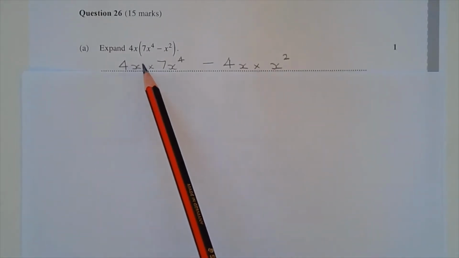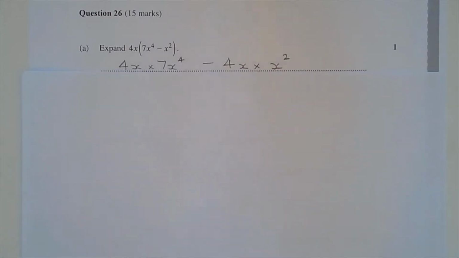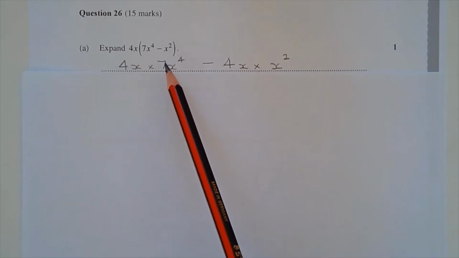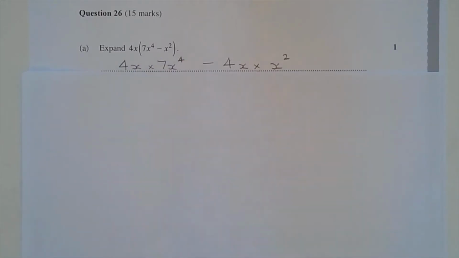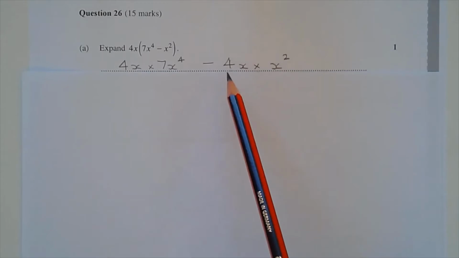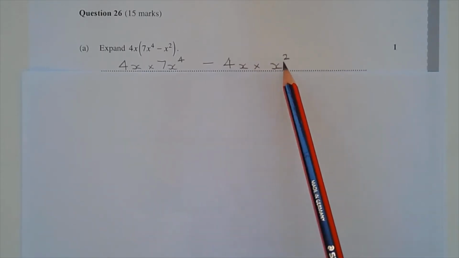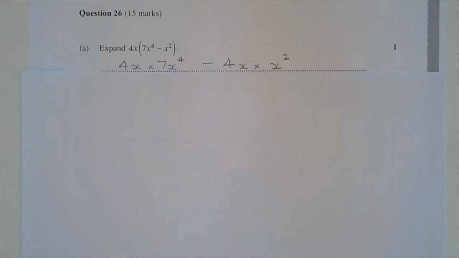So 4x multiplied by 7x to the power of 4, you multiply the numbers separately and multiply the pronumerals separately. So 4 times 7 will be 28. X multiplied by x to the power of 4 is x to the power of 5. So the power of this x here is a 1. Likewise with 4x multiplied by x squared, 4 times 1, there's an invisible 1 here, 4 times 1 is 4, and x times x squared is x cubed. And we end up with our solution.